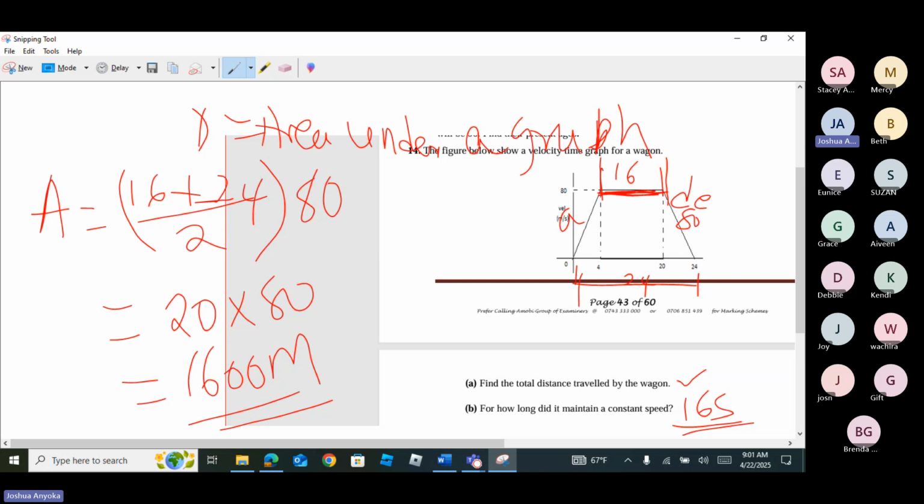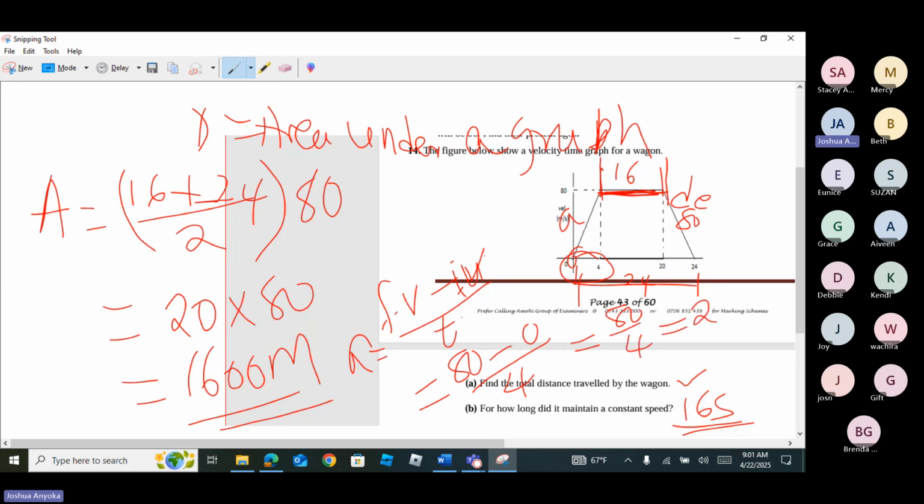We can add a few questions. What is the acceleration? Acceleration is equal to final velocity minus initial velocity divided by time taken for the change. Our final velocity is 80 meters per second minus the initial velocity, which is 0. Time taken for the change is 0 to 4. So the acceleration is 80 over 4, which is equal to 20 meters per second per second.